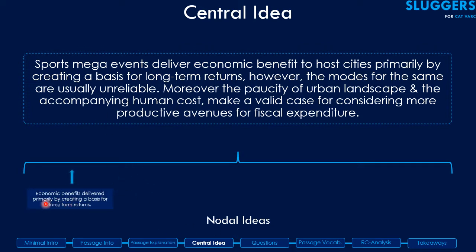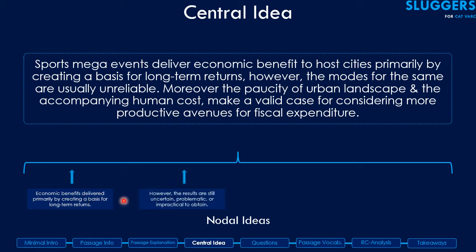For example, look at the first nodal idea of the author in this passage: economic benefits are delivered to host cities by mega events by creating a basis for long-term returns, right? So economic benefits delivered primarily by creating a basis for long-term returns. That's the first part of his argument. If you remove this part from the passage, a very integral part of the argument will be lost, right? It's quite integral to the author's argument.